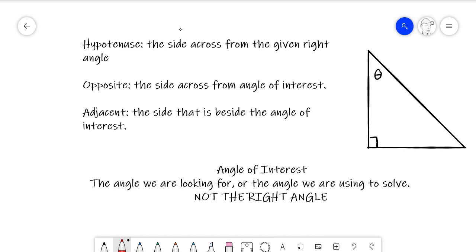So how do you label your sides while doing trigonometry? Well, you have three types of sides. You have your hypotenuse, which is the side across from the given right angle. So you're always given a right angle in your right angle triangle to use your SOH-CAH-TOA. So here you have your right angle here, and it would be the side across from that right angle. So this would be your hypotenuse.